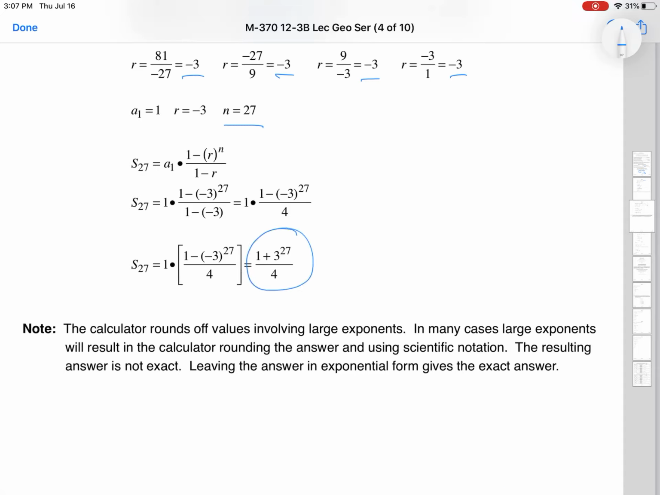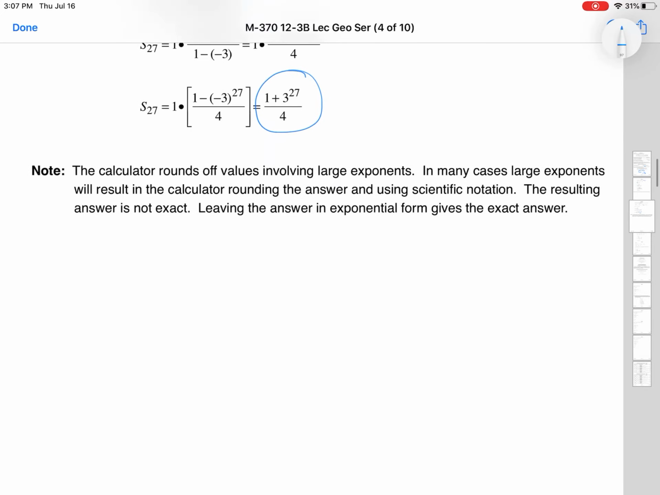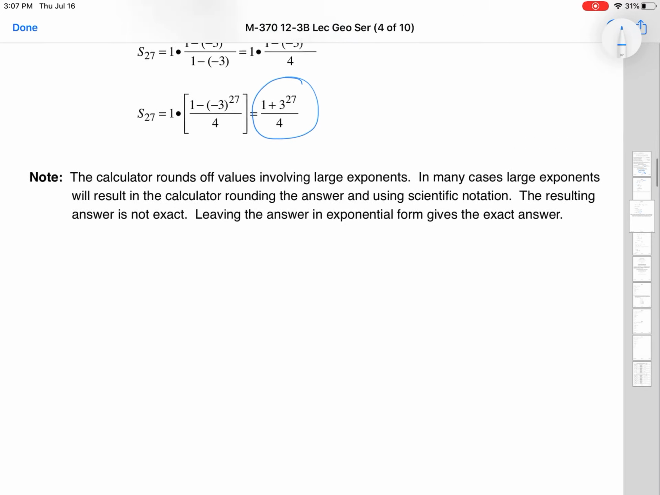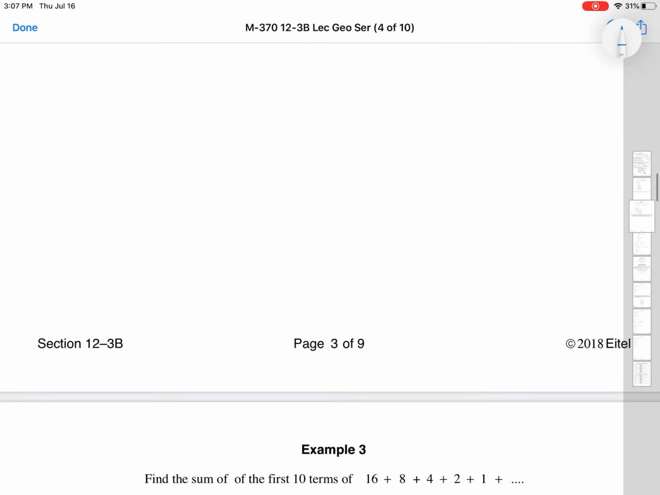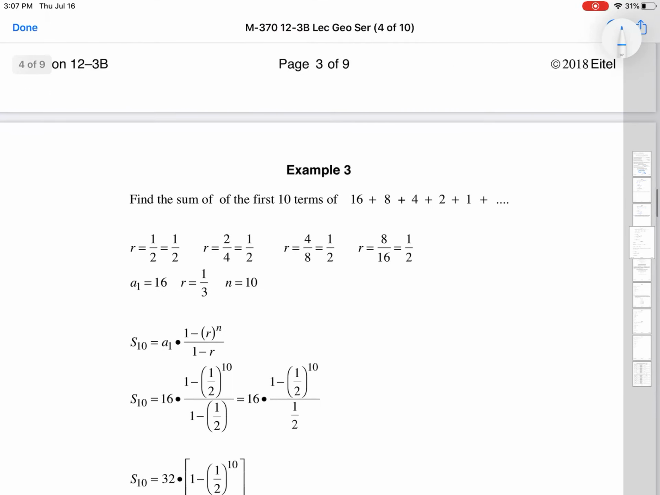So I guess leave it in exponential form. See what he's doing in the homework. But if you want to get a rough idea of what it is, it's huge because they get big and get big quick. So if you go 27 terms out, it's big.